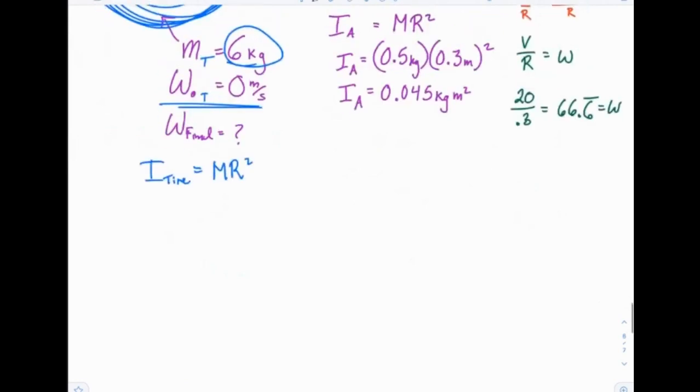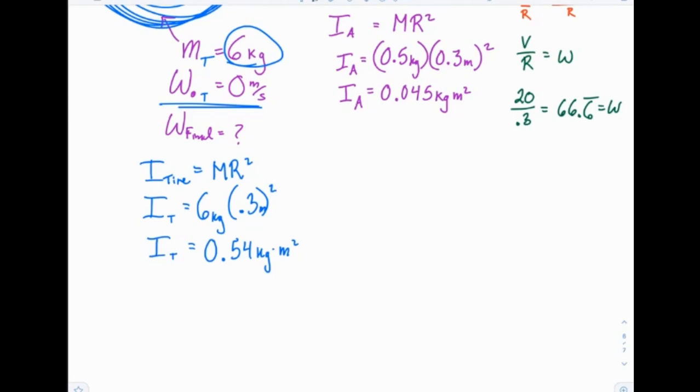So I need to just plug this in. So I have moment of inertia of my tire is going to be the mass of the tire, which is 6 kilograms, times the radius of the tire, which is 0.3 meters squared. And so when I multiply that out, I get 0.54 kilograms times meters squared. So I'm just multiplying my units together there. So now I have the moment of inertia of my tire.